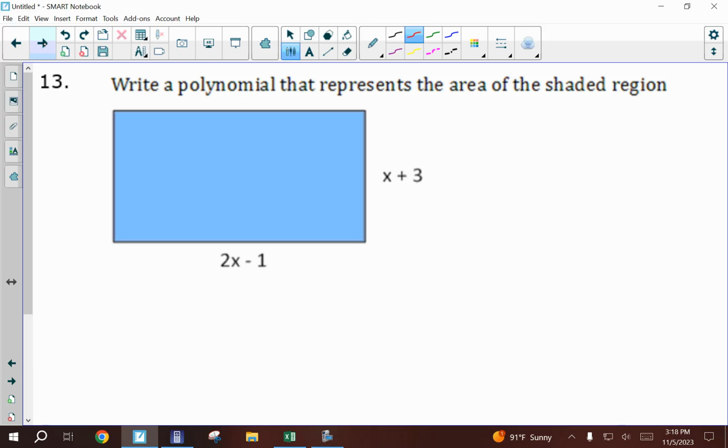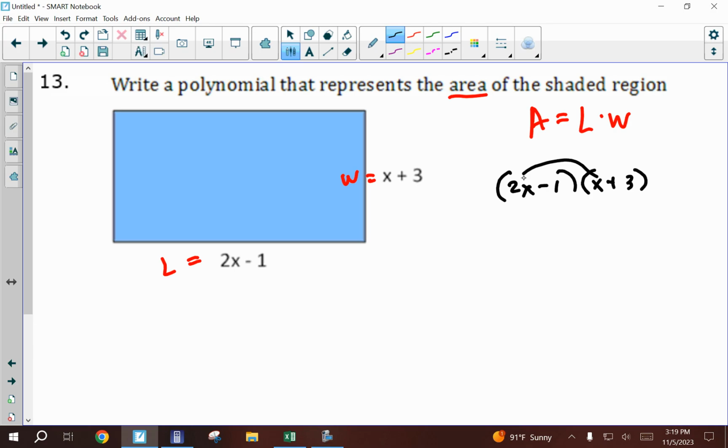Okay, the next one says, write a polynomial that represents the area. Now what you have to remember about the area of a box is anytime you find the area in geometry, it's just base times height or length times width, whatever you want to call it. I'll call this length times width. So the length is going to be this longer one, and the width is going to be this one. They want us to find the area, so area is just to multiply. So it's length times width, and then we just multiply it out.